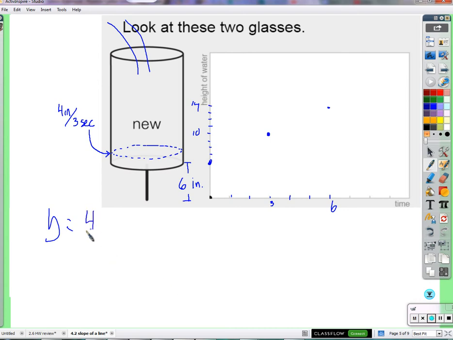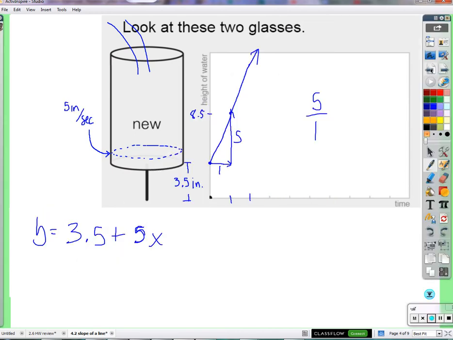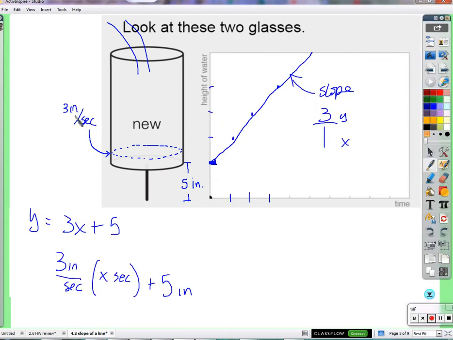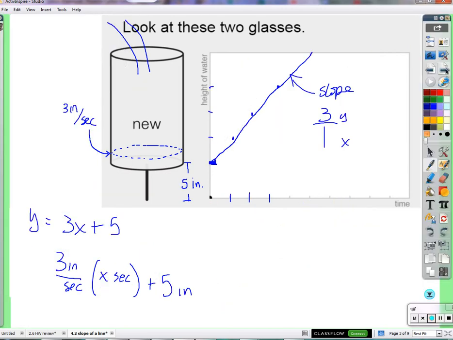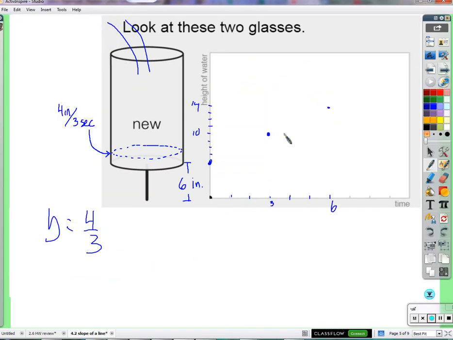How about this? Notice in all of these, see how the rate comes right down into our equation times x. The rate, 3 inches per second, comes right down into our equation times x. The rate of 2 inches per second, right down there in our equation, 2 times x. So, let's try that with this new one. 4 inches per every 3 seconds times seconds plus 6. Let's try plugging in 3 seconds.